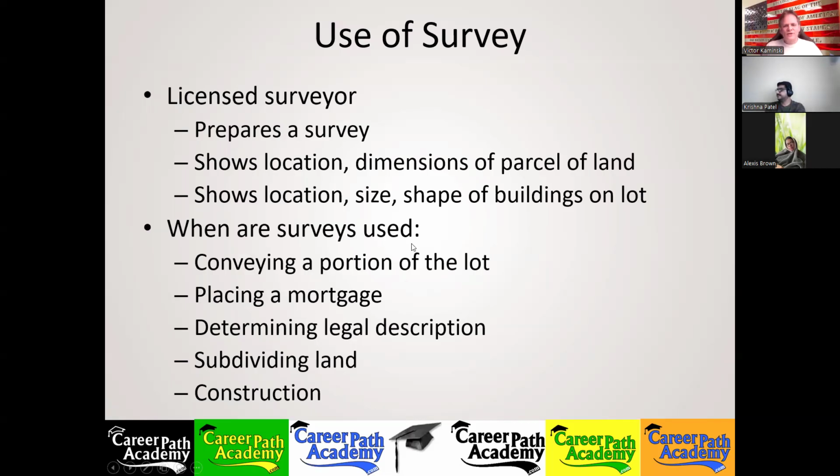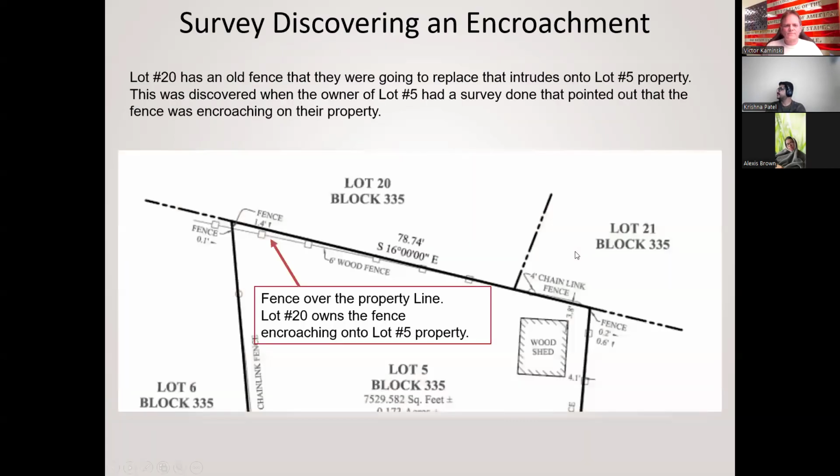So a survey is used when conveying a portion of the lot, placing a mortgage, determining legal descriptions, subdividing land, or construction. In this example from my survey for my property, it shows that the fence goes over the property line. From one corner, it's where it belongs on the property line, but then it starts to veer off and goes over the property line. It also shows the location of the shed and the different lots that adjoin that property.